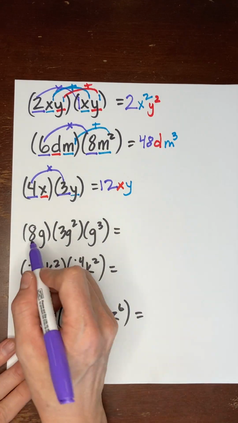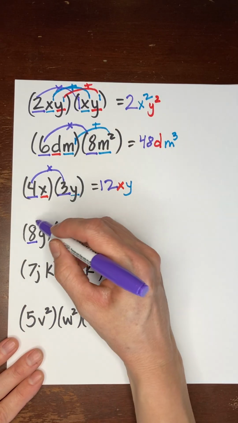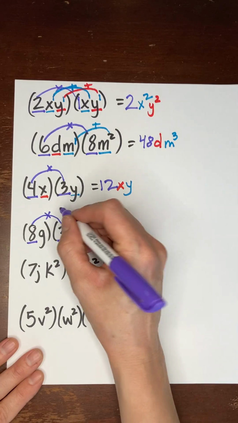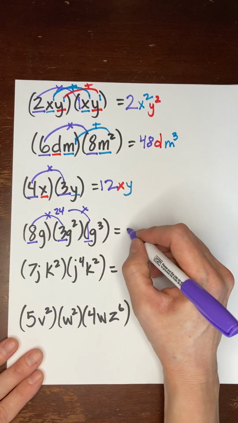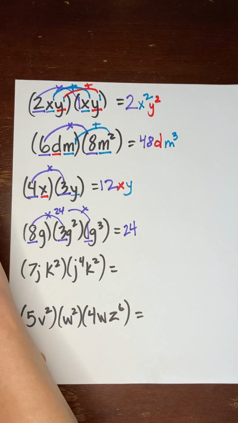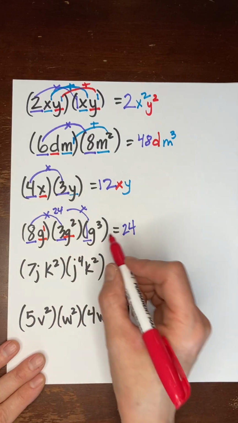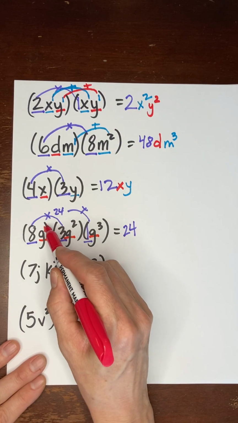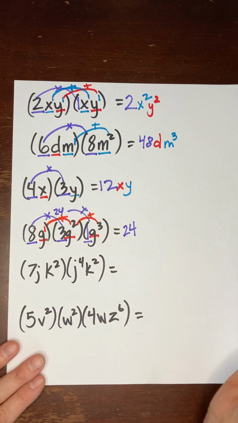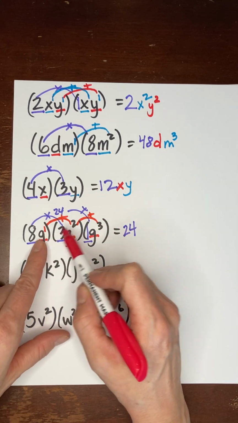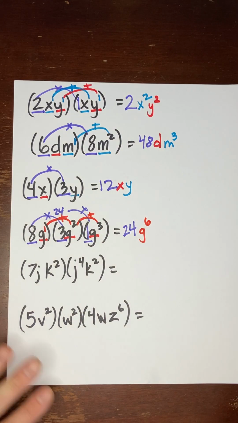Okay, the next one, we have 8, 3, and then there's nothing here. That's like having a 1. So 8 times 3 is 24, and 24 times 1 is just 24. Let's do g. g to the 1, g squared, and g cubed. So 1 plus 2 is 3, 3 plus 3 is 6. So I have g to the 6.